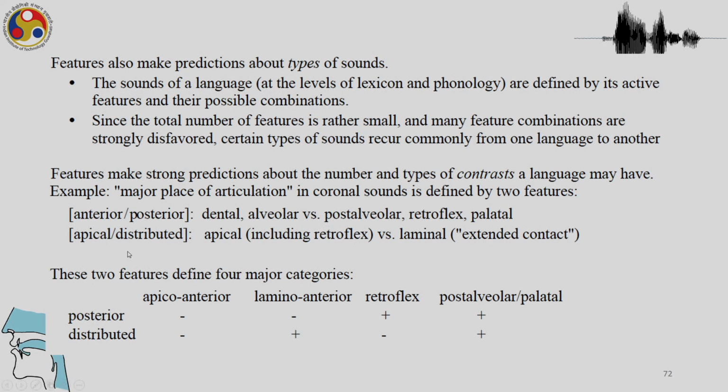And features make strong predictions about the number and types of contrasts a language may have. For example, major place of articulation in coronal sounds is defined by two features, anterior and posterior. So, dental alveolar versus post-alveolar, retroflex, palatal, these can be divided along lines of minus anterior or plus anterior, and apical distributed, apical including retroflex versus laminal.